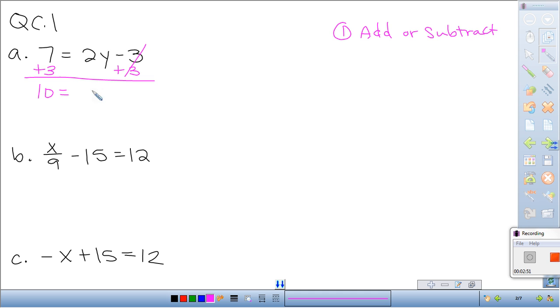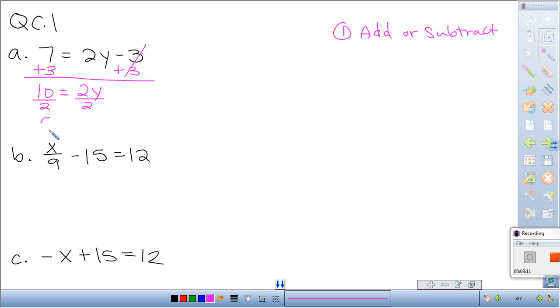Bring down your equals. We didn't do anything to 2y. Leave it alone. We've already canceled our 3's. And now this is a simple one-step equation. What's happening to y? It's 2 times y. The opposite of multiplying by 2 would be to divide both sides by 2. Again, remember, you have to do whatever you do to both sides to keep it fair.